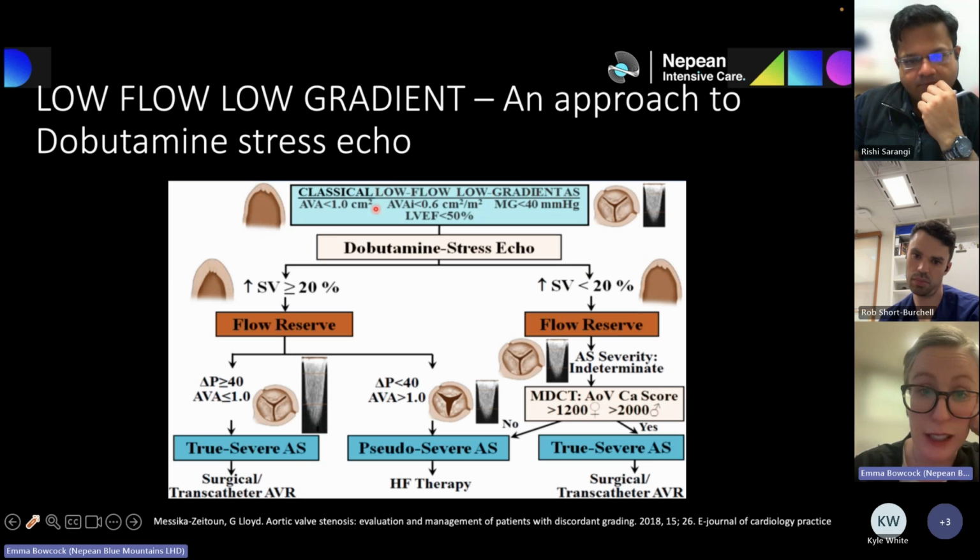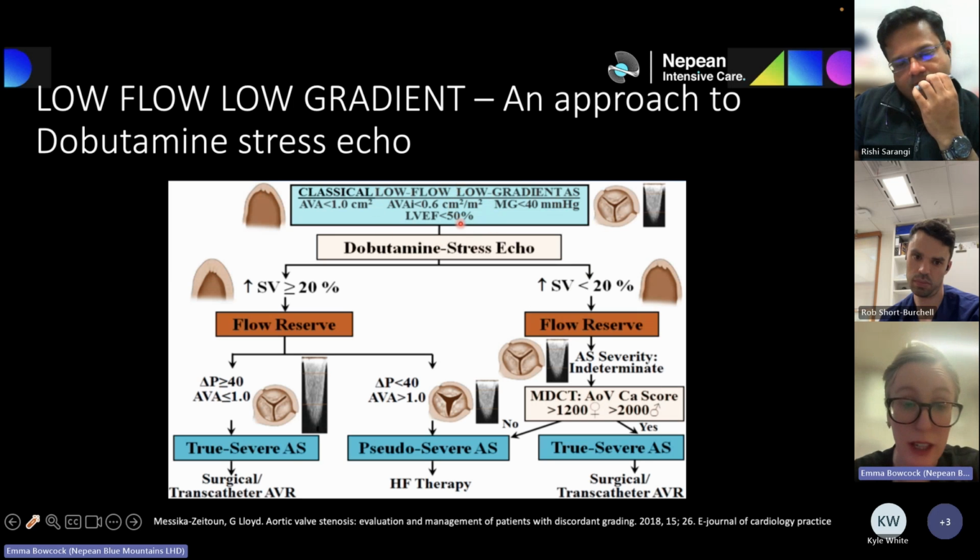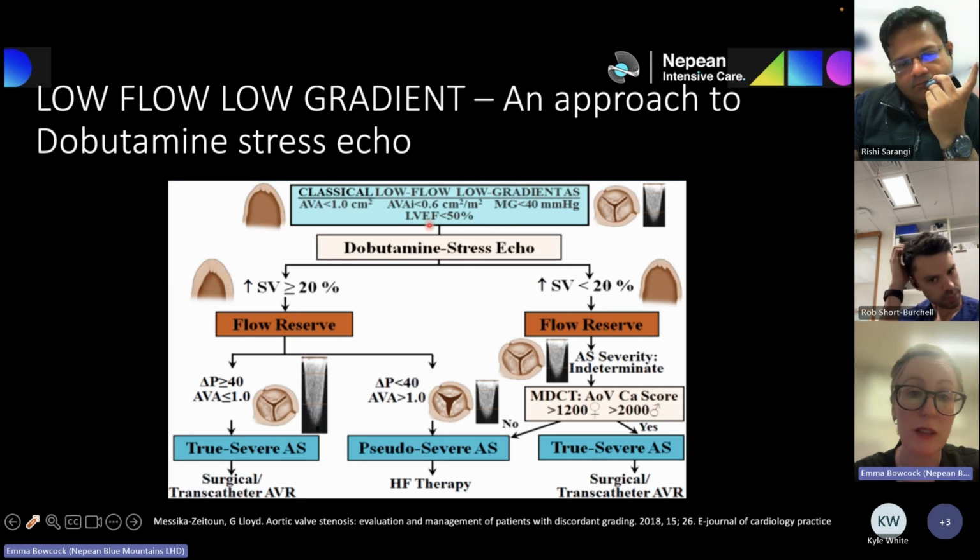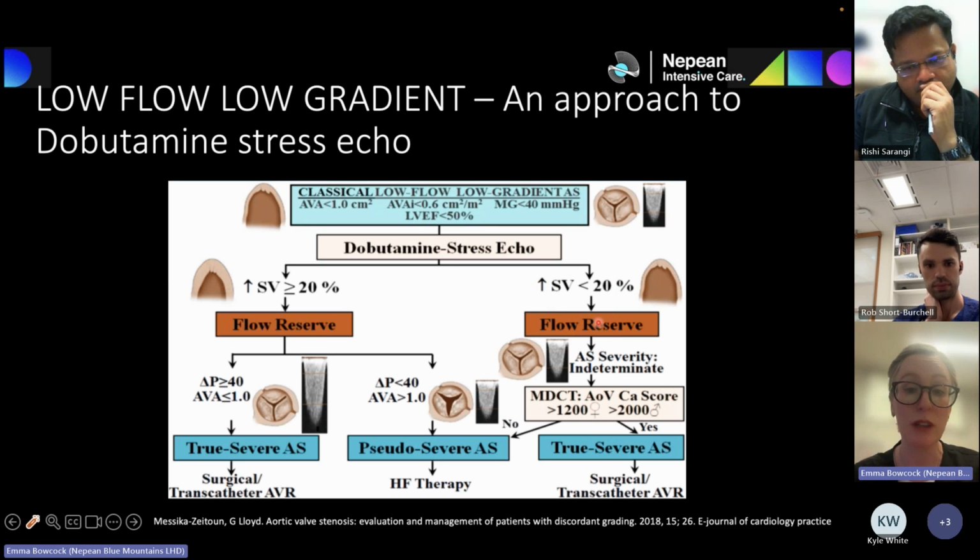So classic low flow, low gradient AS, which is the patient that I've just shown you. This would be a classic patient for this: valve area less than 1, mean gradient less than 40, EF less than 50%. Then you do this dobutamine stress echo and you want to see if they've got flow reserve or not, so they are able to increase their stroke volume. Those that are not able to increase their stroke volume, i.e. they haven't got flow reserve, that's actually a pretty poor prognosis, as I mentioned.